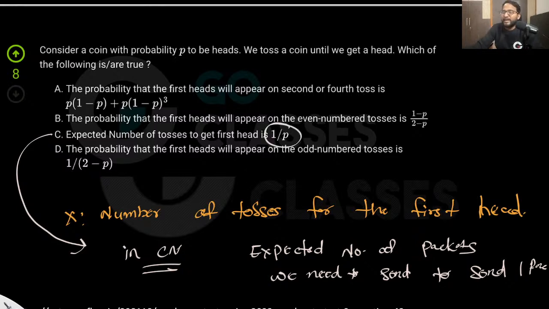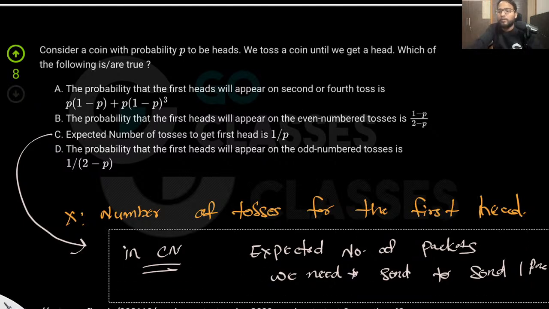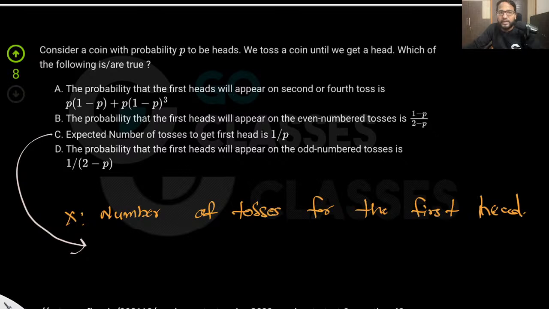We did it very nicely in one of the marathon videos. I uploaded it; if you want, you can watch it. Anyway, C is the correct answer, and this result has been used in many places, not just in probability, but in computer networks and many other places.